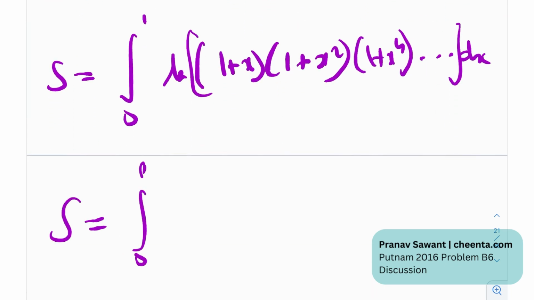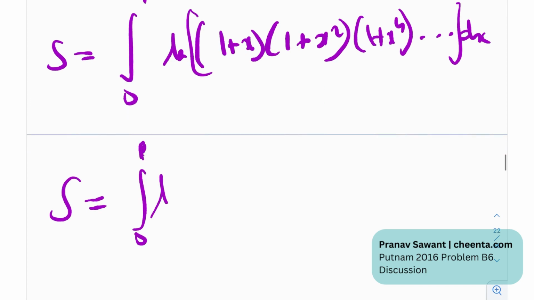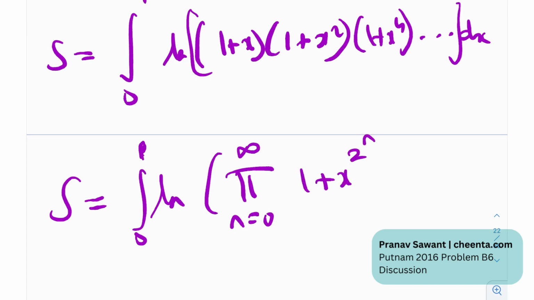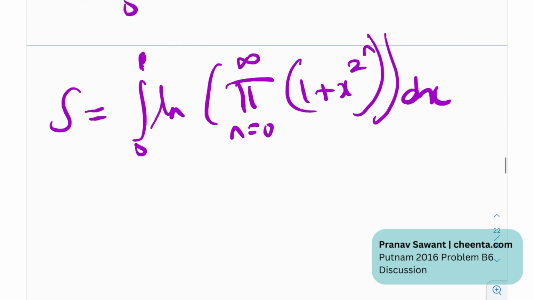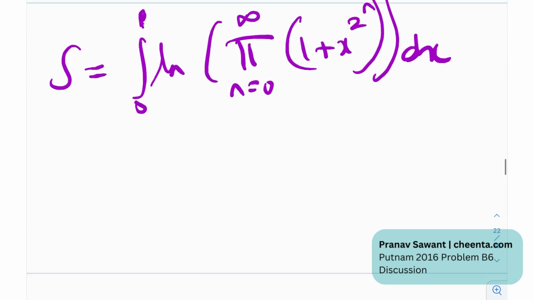Using the pi notation, which is the multiplication notation, I can write this as ln of the product from n equal to 0 to infinity of 1 plus x raised to the power 2 raised to the power n, dx. If you put n equal to 0, 1, 2 and start multiplying the terms, you essentially get this. That's great, now let's move forward.